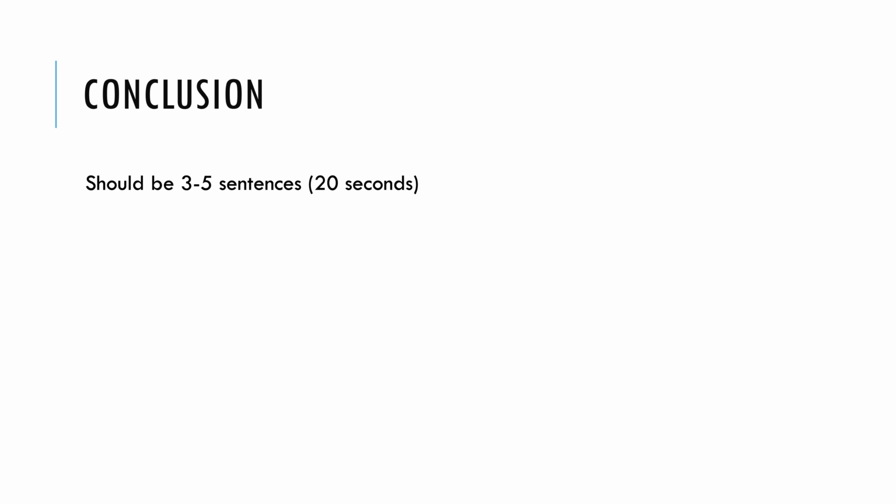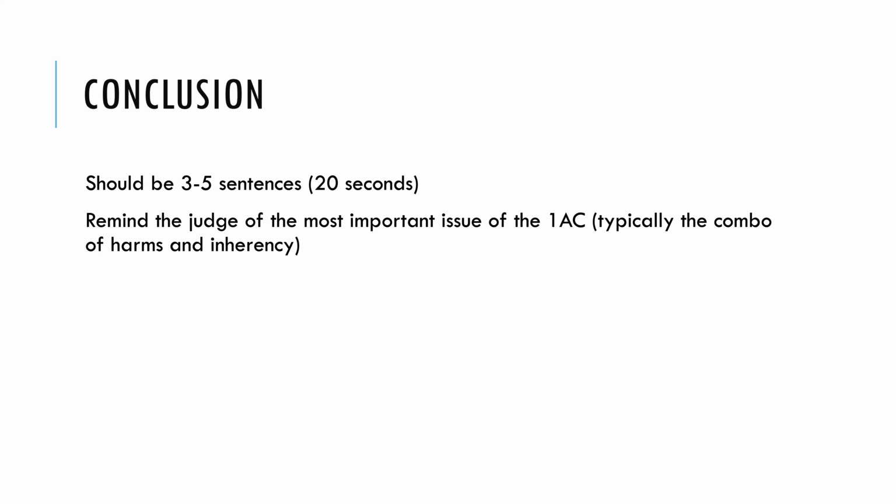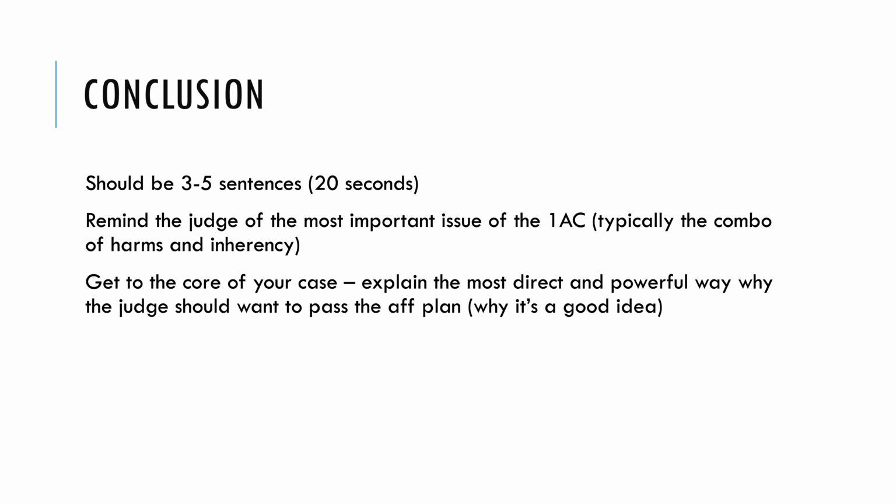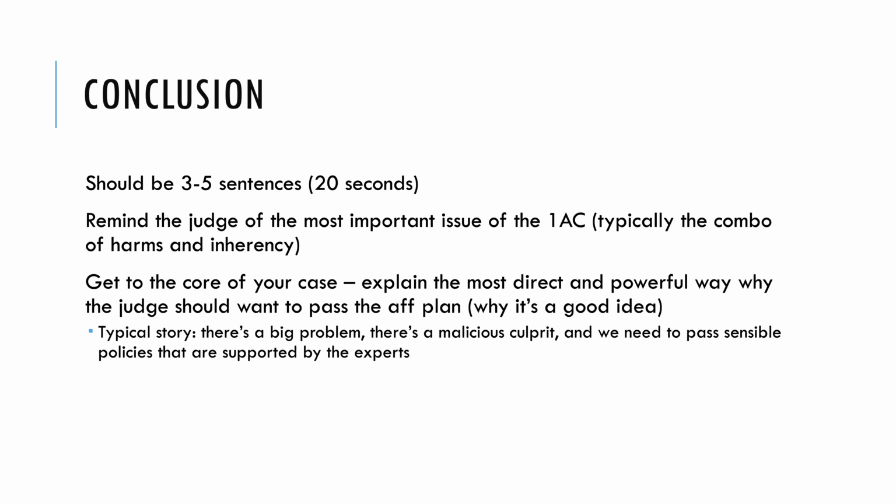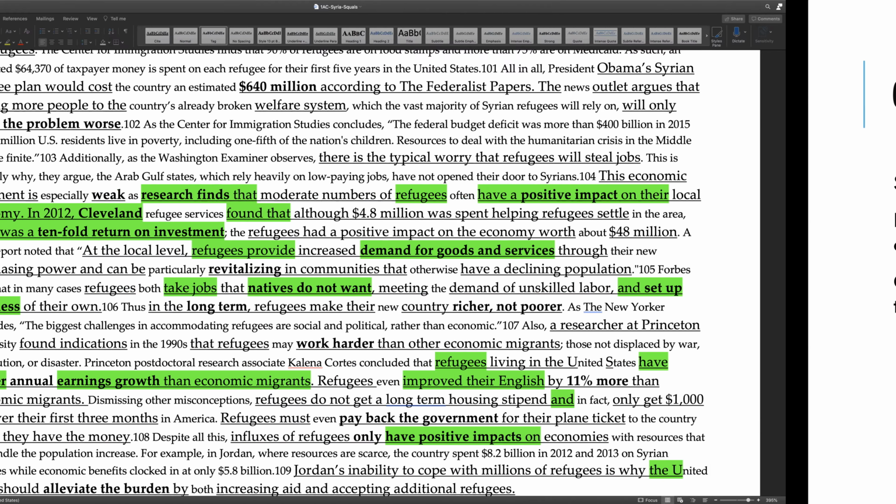It should be 3 to 5 sentences, maybe a little bit longer, but it's pretty short, 20 seconds maybe. Just remind the judge of the most important issue of the 1AC, typically that combo meal of harms and inherency. Remember to get back to the core of the case, and explain in the most direct and powerful way why the judge should want to pass the affirmative plan, or why it's a good idea. And the typical story, right? Obviously, this is very generic. You want to make this very specific: there's a big problem, there's a malicious culprit, and we need to pass sensible policies that are supported by the experts. And so that's it. Let's go take a look.